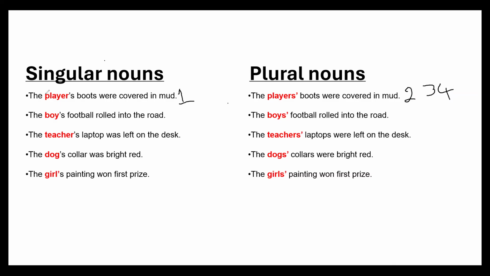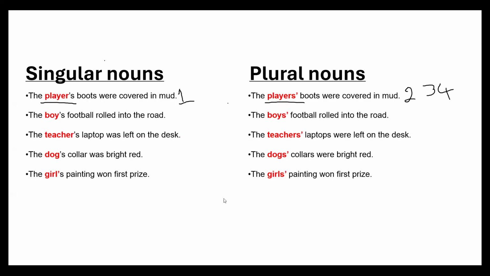But let's read both sentences. The players' boots were covered in mud. The players' boots were covered in mud. They're both read the same. So the position of the apostrophe is very important because it tells us exactly what is meant. Once again, in this case, we've got one person, and in this case, we've got more than one person.